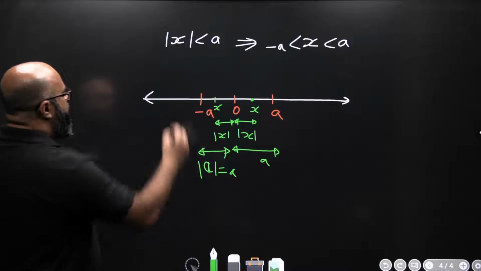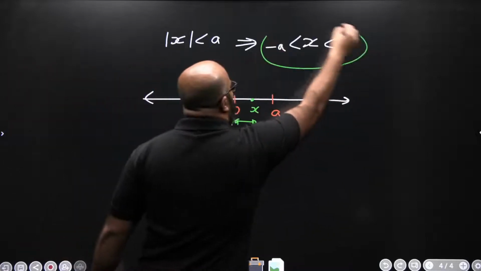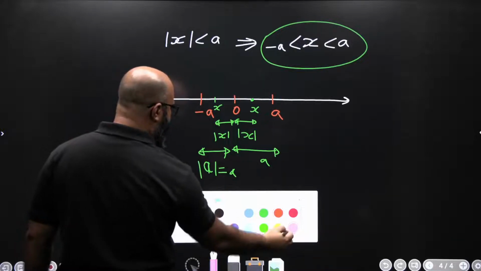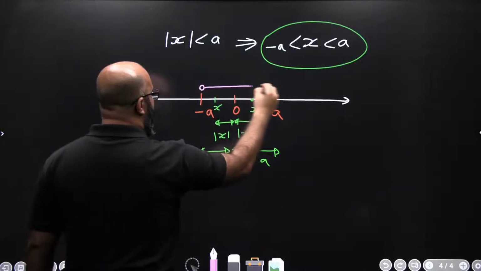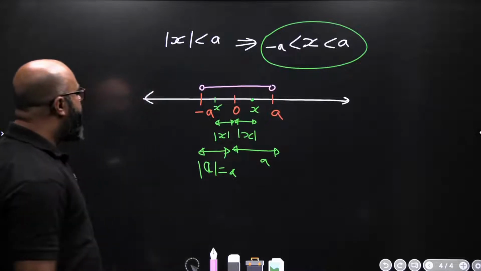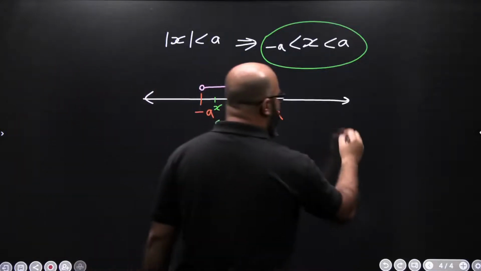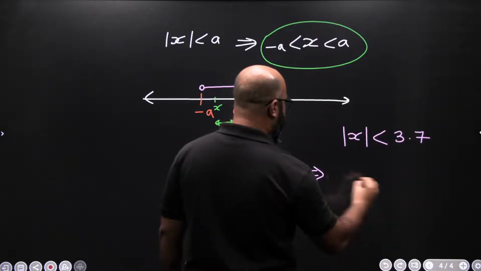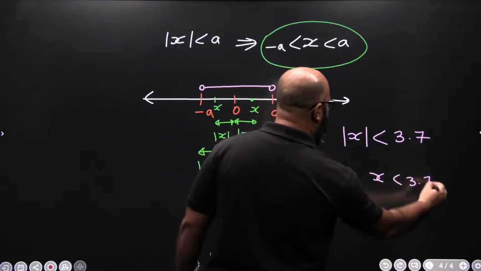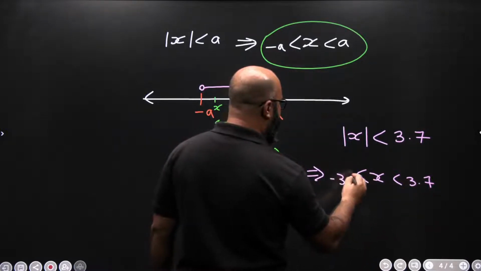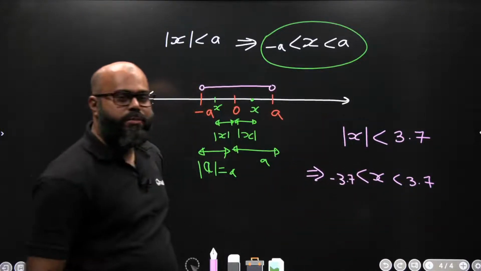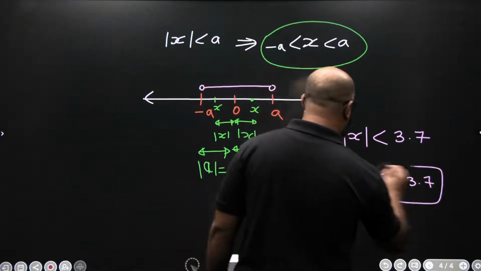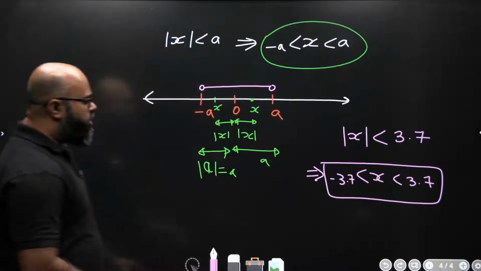So, if we take x between minus a and a, the region is basically from this point to this point, then we say mod x is less than a. Similarly, if it is given that mod x is less than 3.7, we can say that x lies between minus 3.7 and 3.7. This is how we can write the mod. So, these are some of the inequalities of mod.